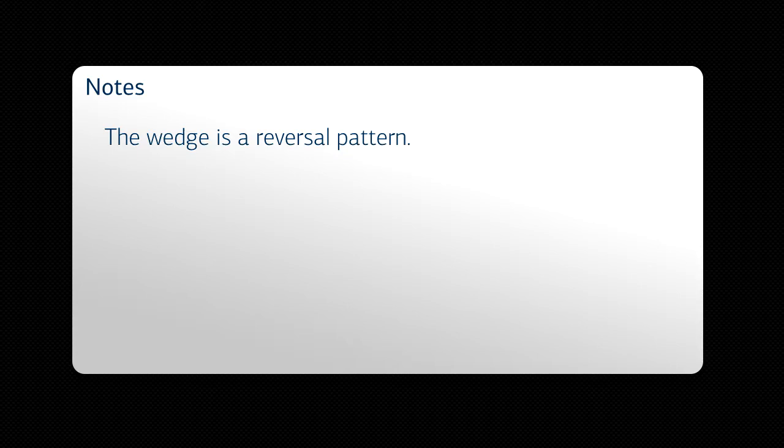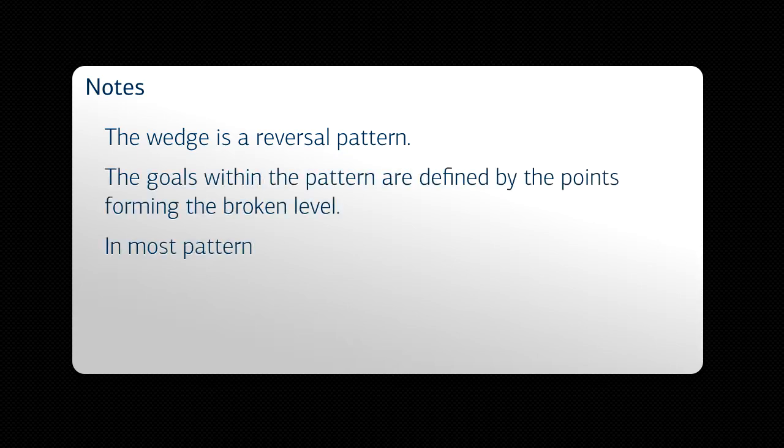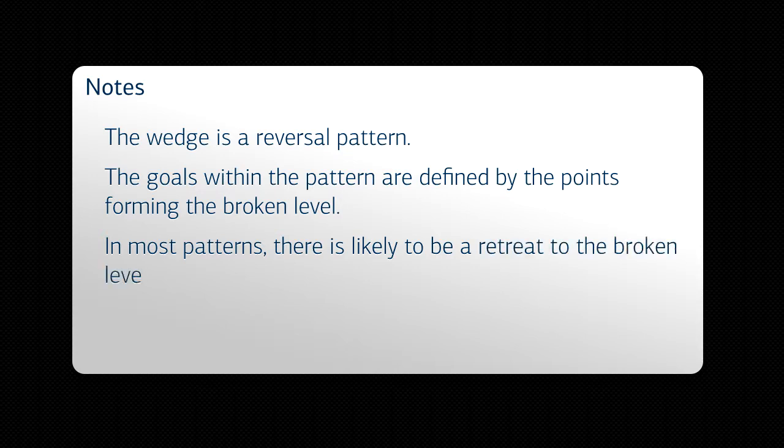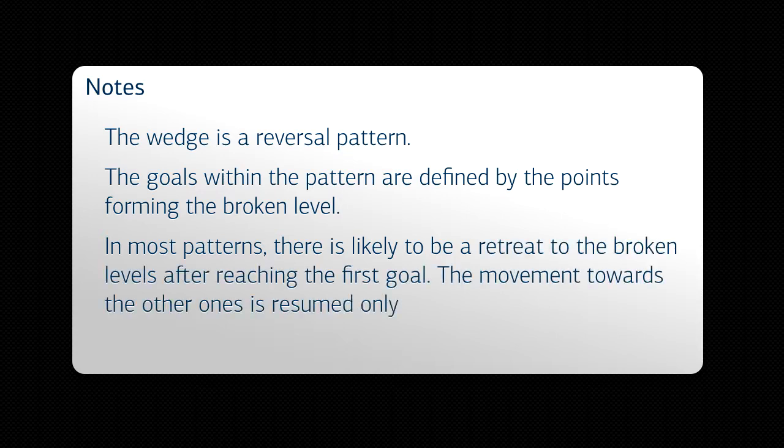Notes: the wedge is a reversal pattern. The goals within the pattern are defined by the points forming the broken level. In most patterns, there is likely to be a retreat to the broken levels after reaching the first goal. The movement towards the other ones is resumed only after that.